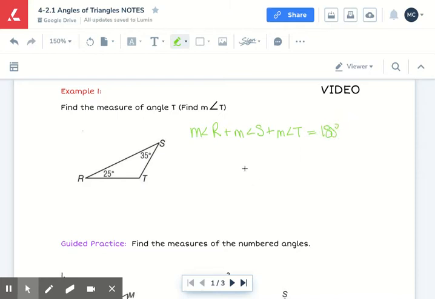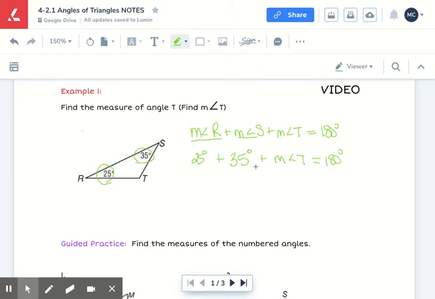Then I'll go back and fill in everything that I know. So I have a value for the measure of angle R from my picture. That's 25 degrees. And the measure of angle S, I also know that's 35 degrees. And then the rest of it, I don't have anything to fill in there. I don't know the measure of angle T. That's what I'm looking for. So I'm just recopying the rest of the equation there.